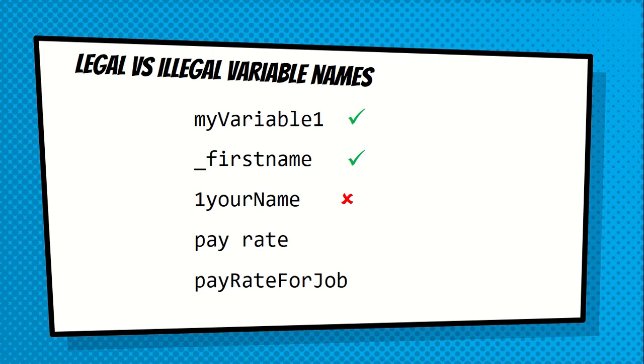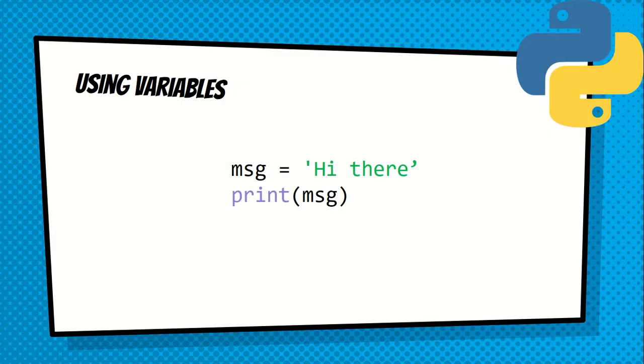The next one, pay rate. Bit of a problem there. It's got a space, so we're not allowed to use that. You cannot have spaces in your variable names. And the last one, pay rate for job. It's pretty long, probably too long really, but that doesn't mean that it's illegal. That's perfectly fine to use, and it's a really good example of the camel casing technique. So with those things in mind, let's have a look at some of the things that we need for Module 1 of our GROK Learning course.